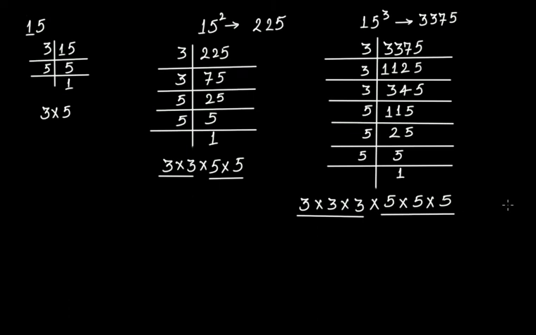Here we don't have pairs, here you have pairs, and here each prime factor appears 3 times, right? So this is the pattern of prime factorization of a cube number, and we learned how it is different from the pattern of the prime factorization of a square number.